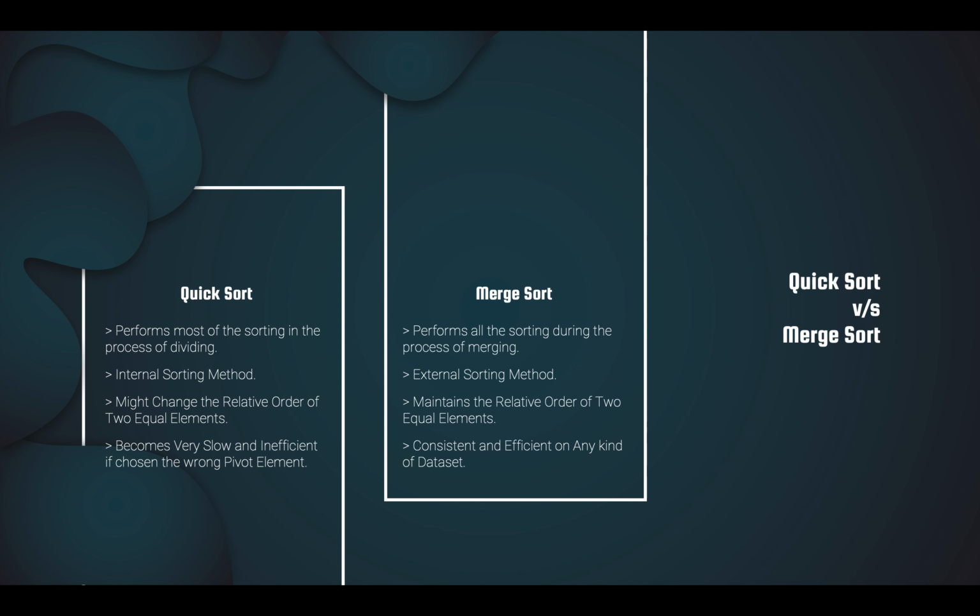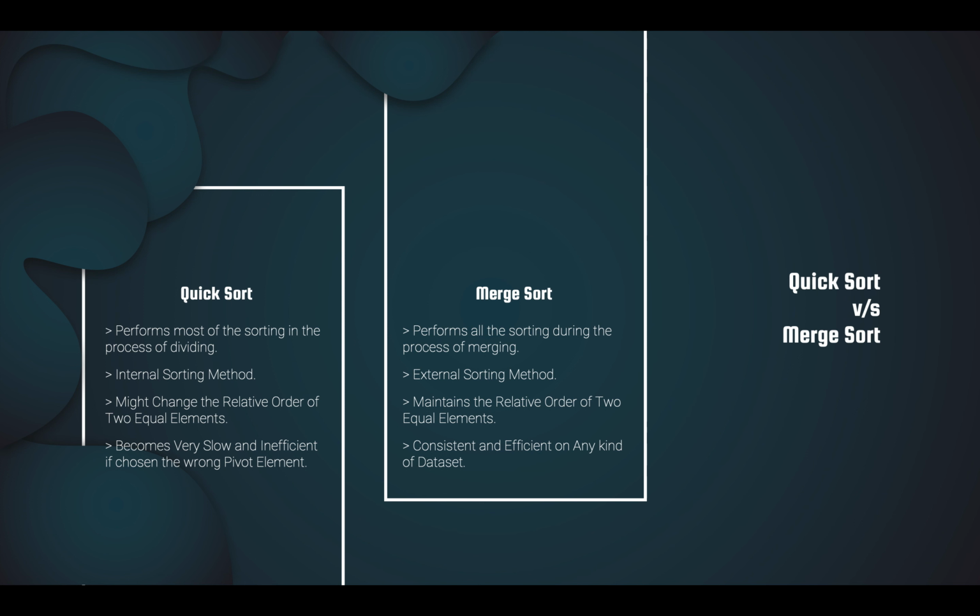Merge sort is an external sorting method in which the data that is to be sorted can be stored outside the memory and is loaded in small chunks into the memory for sorting. Quicksort is an internal sorting method where the data that is to be sorted needs to be stored in the main memory throughout the sorting process. Merge sort is a stable sorting algorithm, that is, it maintains the relative order of two equal elements, whereas quicksort is an unstable sorting algorithm, that is, it might change the relative order of two equal elements.